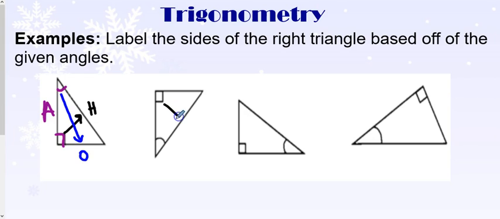All right, let's try it again. Across from the right angle, I'm going to put my H. Between the given angle and the right angle, so the side that touches both of those, is my A. And directly across from the given angle is our O. We're going to try it one more time together, and I'm going to have you try that third one on your own. Directly across from the right angle gets my H. Between my given angle and my right angle goes my A. And across from the given angle is our O.